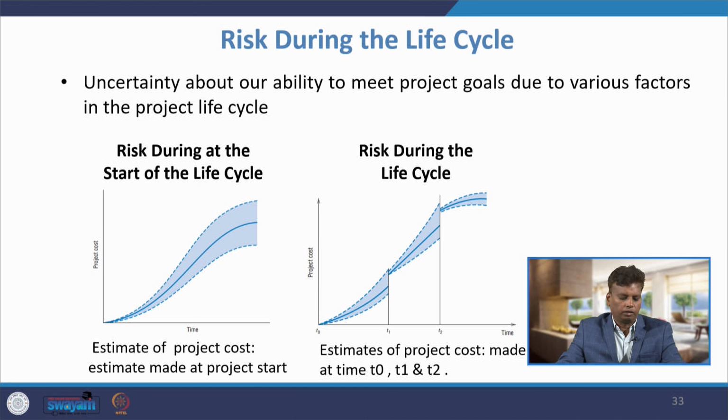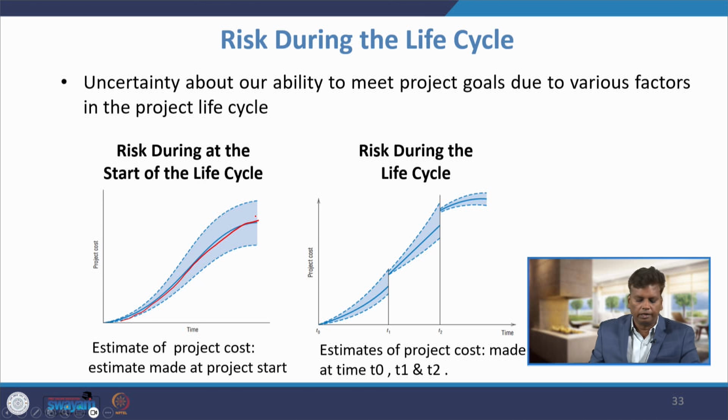Look at the picture in the left hand side. In x axis is the time, in y axis it is the project cost. There are three lines there. The middle line is, this is the actual project cost. So, what is happening here? There is a more variation in the project cost as the project progress.